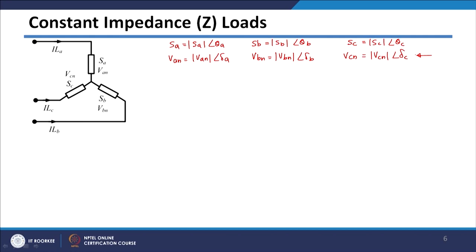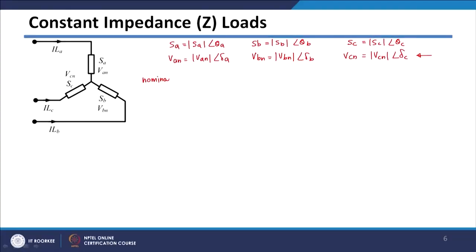However, there will always be nominal voltages defined for this particular load. So I am saying nominal or rated voltage magnitude for this load is VAN0, nominal voltage for this load is VBN0, and this is VCN0. So these are basically nominal or rated voltages. These are rated loads and these are rated voltages.